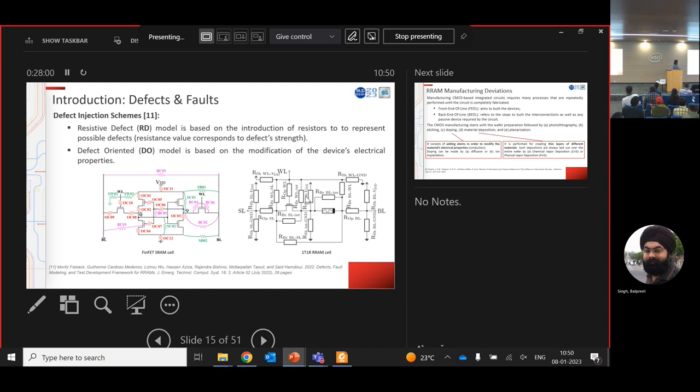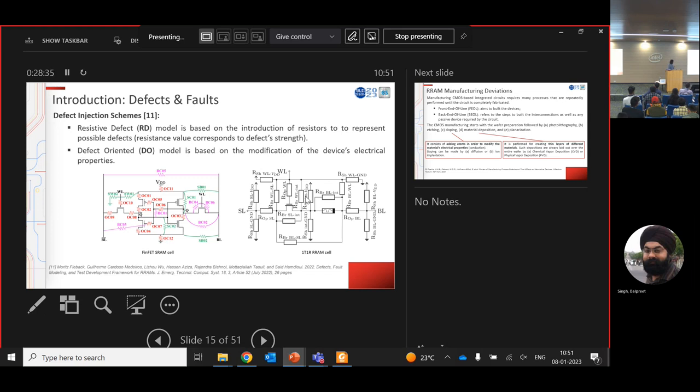You have the resistive defect model and the defect-oriented model. For CMOS technology, most of the time you use a resistive defect, which means that you are going to model these defects, including some resistors at the electrical level. Here it's possible to see, for example, for a FinFET SRAM cell, all the points where you can inject different kinds of defects. So you have some resistive bridge and resistive open defects that are modeled here.